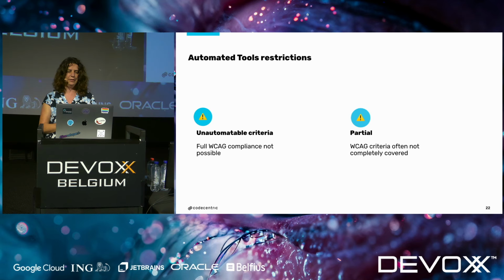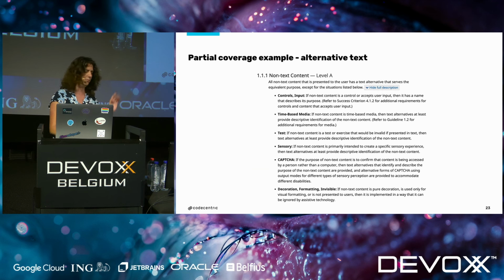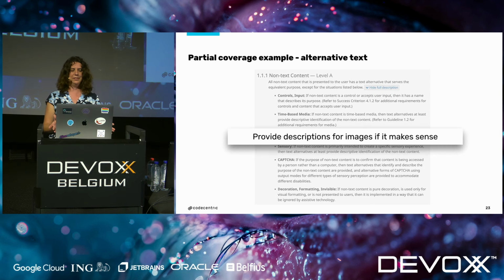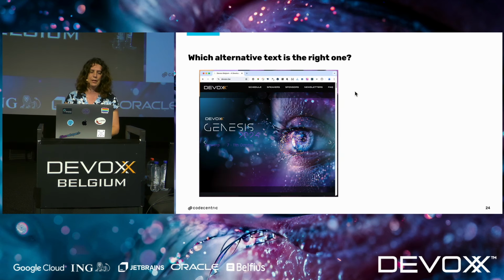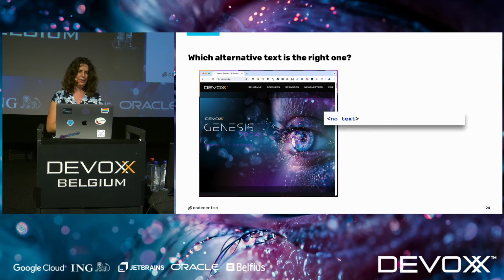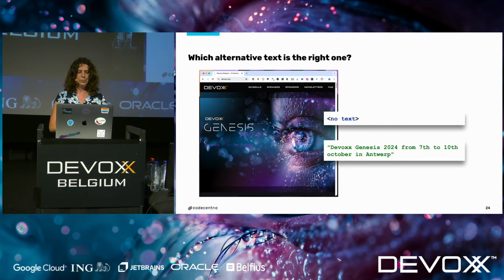Another problem is that even if the tool covers a WCAG criterion, it's often not covered completely. One example for this would be the very first criterion of WCAG, and you don't need to read this wall of text. I summarize it for you. It basically says, provide descriptions for your images, unless it doesn't make sense. And if you are faced with an image, like this one on the Devoxx homepage, the tool can tell you if you forgot to put an alt attribute, but the tool cannot tell you what you should put into this alt attribute. Is the image decorative? Then the alt attribute should be left empty. Or does the image actually provide information which is vital? Then the information should be in the alt attribute. And again, this is only for the creator of this page to decide, not for the tool.